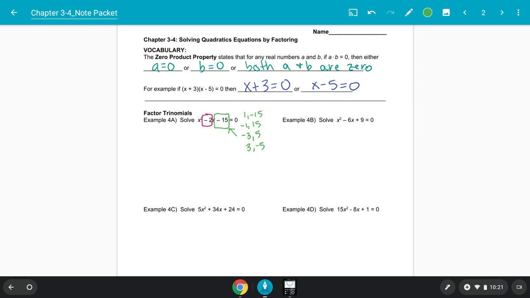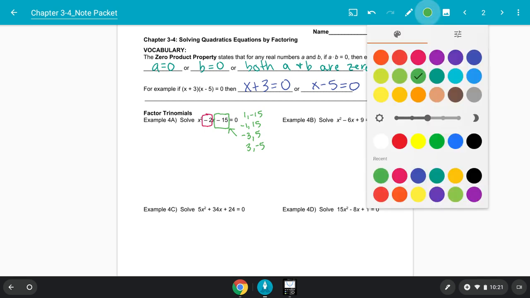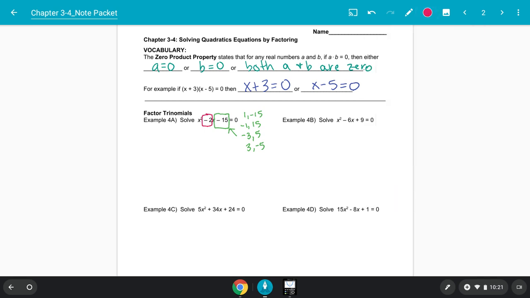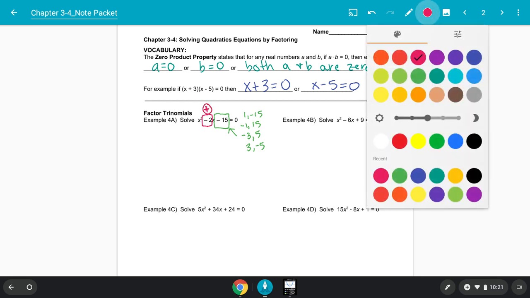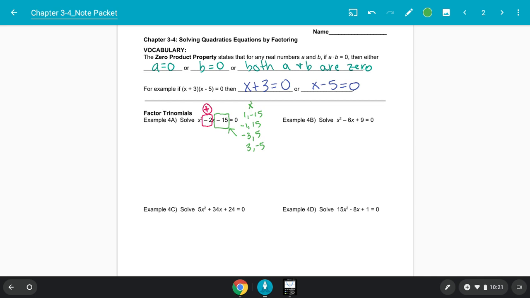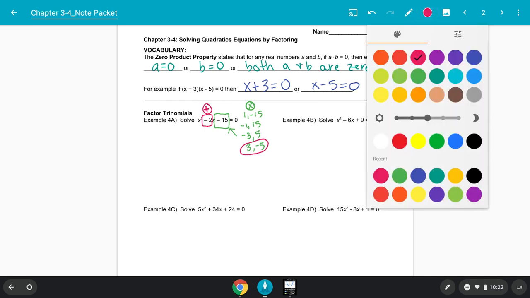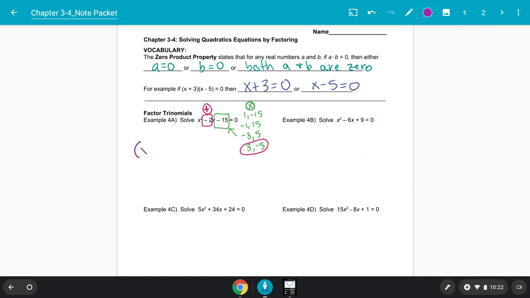So the next question, that's it. That's all that would multiply. The next question is, which of those is going to add to negative 2? So we're trying to make them multiply to the last number and then add to the middle number. So of those options, which one adds to negative 2? That would be this guy right here. So what we end up doing is we go x plus 3 times x minus 5 equals 0.